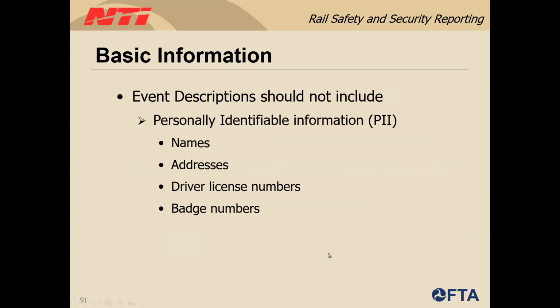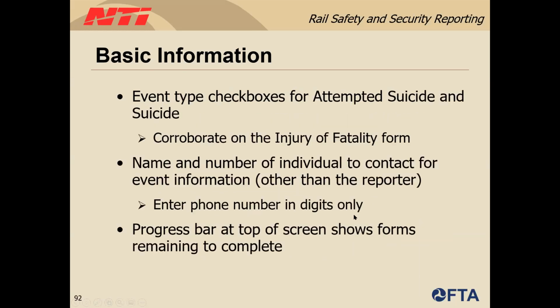You may have noticed the event description did not include any personal identifiable information such as names, addresses, badge numbers, driver's license IDs, and so on. You can include ages and genders, which is fine because that's on the form itself, but exclude this other personally identifiable information.